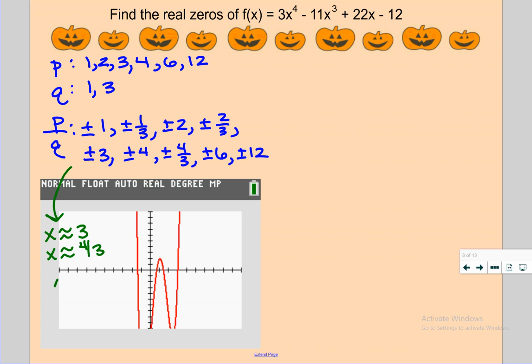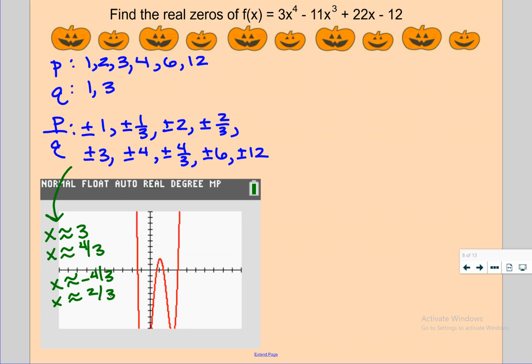Anything else? We might need a few. -2. What else? I think we can be more exact with that one, actually. -4/3 might be a little closer. And then what about between 0 and 1? Maybe about 2/3? Okay, we don't know. We're just guessing, but they're maybe close to those.